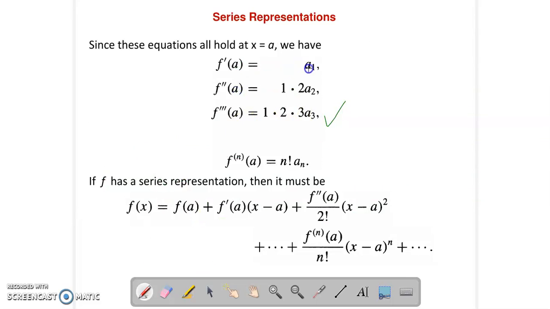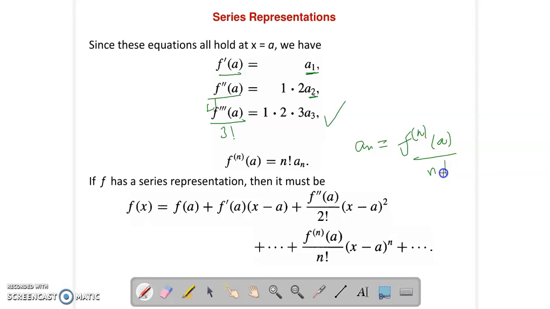So now we have the values of the coefficients: a1 is equal to f'(a), a2 is equal to f''(a) divided by 2 factorial, a3 will be the third derivative of f at a divided by 3 factorial, and so basically an is equal to the nth derivative of f at the point a divided by n factorial.